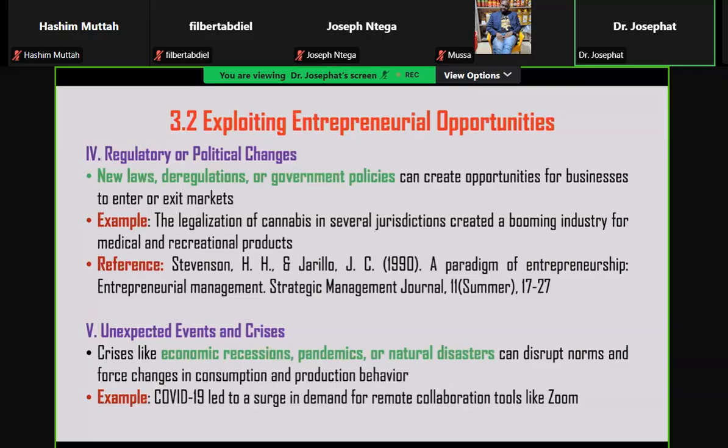So the fifth one is unexpected events and crises. Crises like economic recessions, pandemics, or natural disasters can disrupt the norms and force change in consumption and production behavior. Example, COVID-19 led to a surge in demand for online collaboration tools like Zoom and whatever.